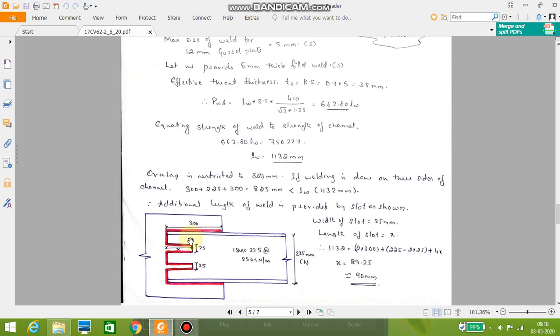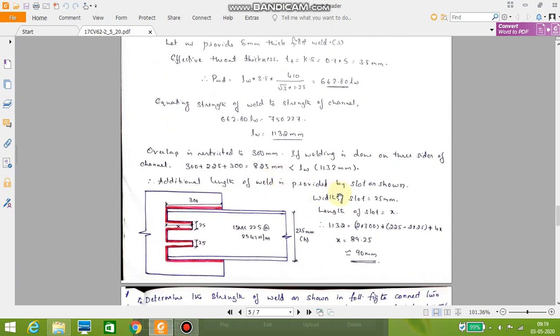How to provide them? We will provide 2 slots here. We will provide 2 slots in the sense we can provide some length here, some length here, some length here, and some length here. Totally 4 places we can provide the weld in addition to the actual available. So additional length of the weld is provided by the slots as shown in this particular figure.